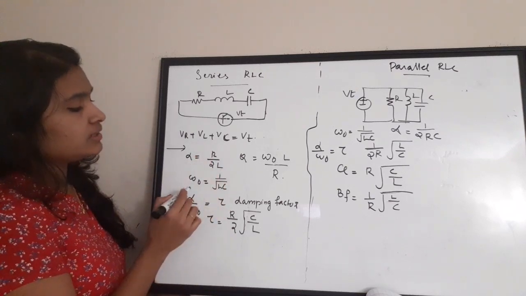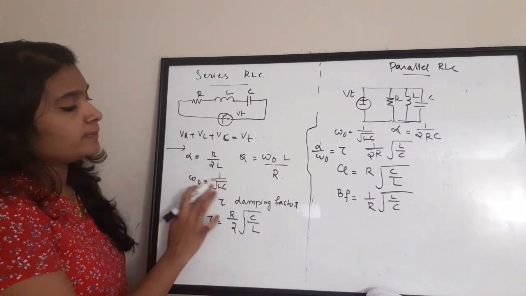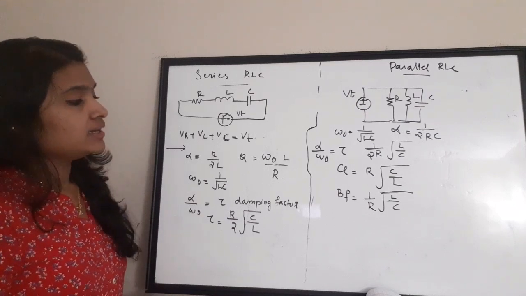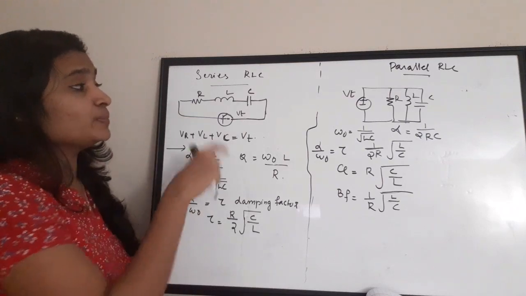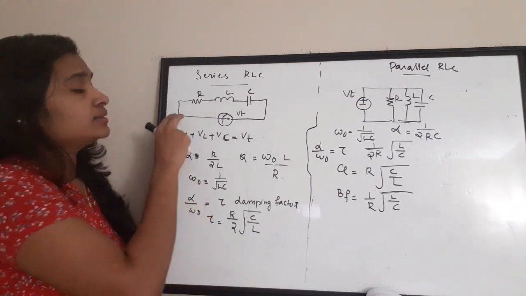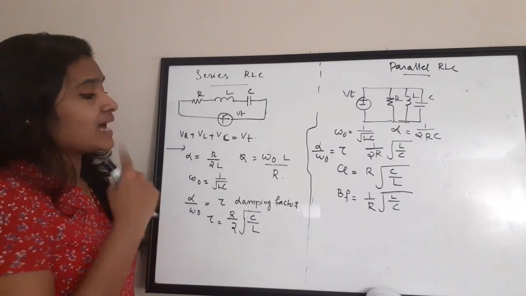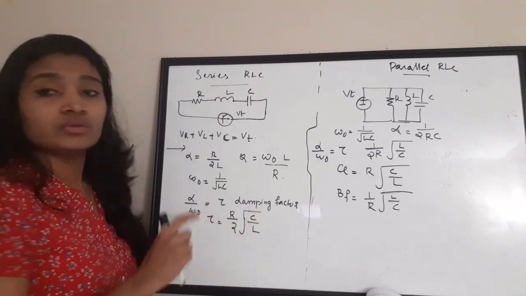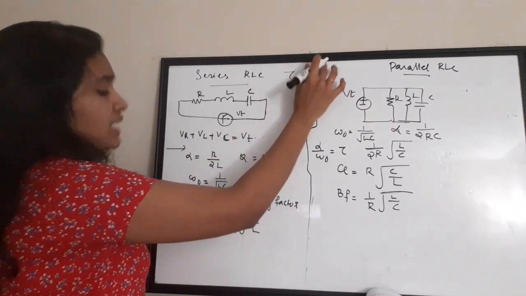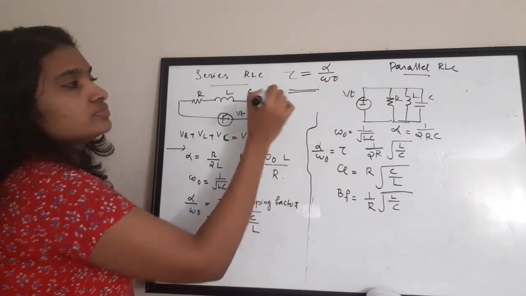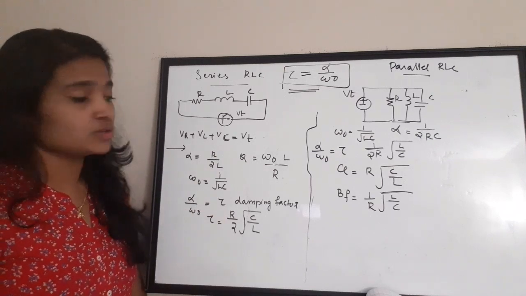2L. And we know that our resonance frequency omega 0 is equal to 1 by root of LC. And as I said earlier, due to the presence of the resistive element, and since the circuit behaves like a harmonic oscillator, there is a damping oscillation. So the damping factor is tau, defined as tau is equal to alpha by omega 0. Please note this down.